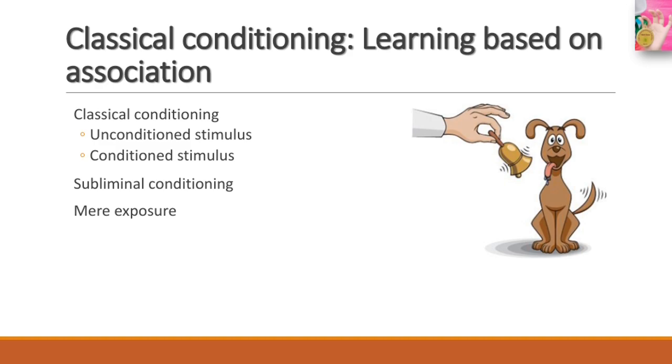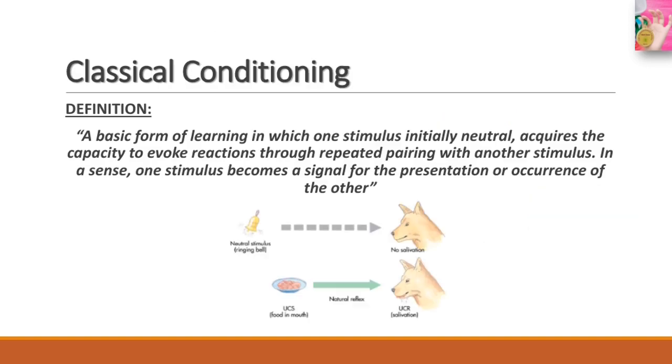In classical conditioning, which is learning based on association, there are some important terms which we will discuss and which play an important role in the formation of an attitude. There are the unconditioned stimulus and conditioned stimulus, which are common to most of you, and there are some new terms, which are subliminal conditioning and mere exposure. It might be a new term to some people and not to others, but in this video we will discuss these terms. As usual, I will start with the definition.